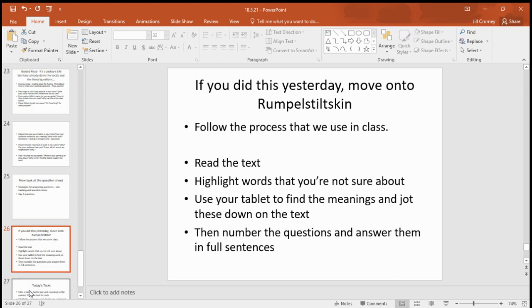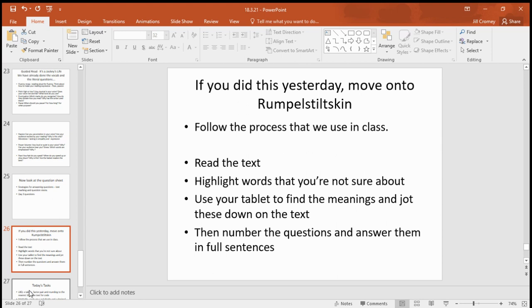Now, for those of you that have already done that yesterday, there's a second text in there for you called Rumplestiltskin. Now, this is the challenge text for the week, so we know that these are tricky. These are the ones that we usually do on Thursday and Friday in class. So I just want to remind you of the process.